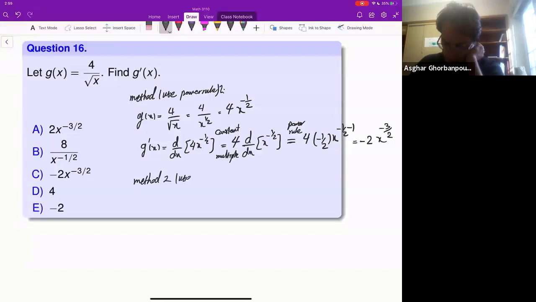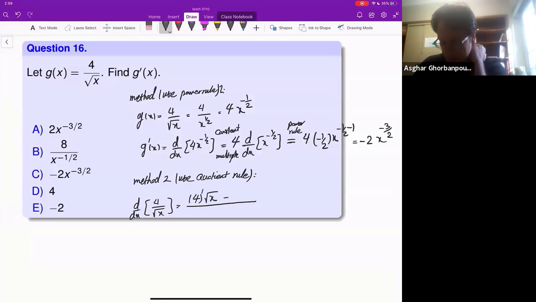is to use the quotient rule, sorry. It says that the derivative of a quotient is given by this. You have to find the derivative of the numerator times the denominator itself, minus the numerator itself times the derivative of the denominator, over the denominator squared.